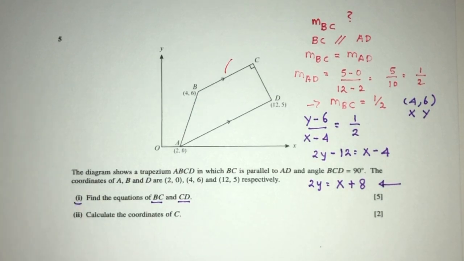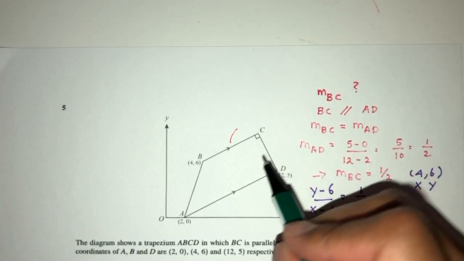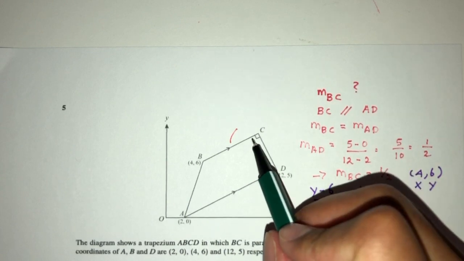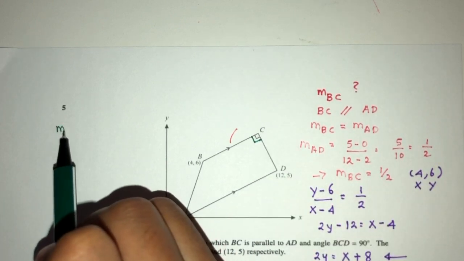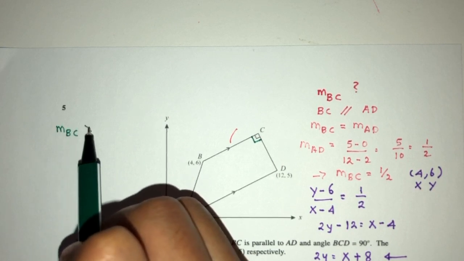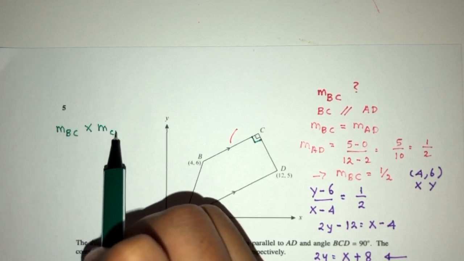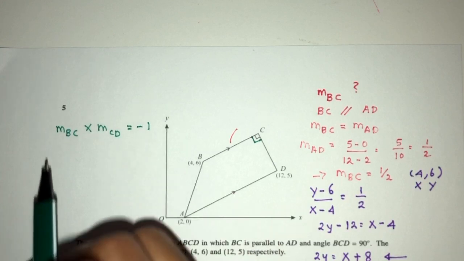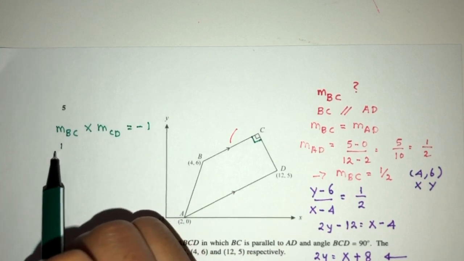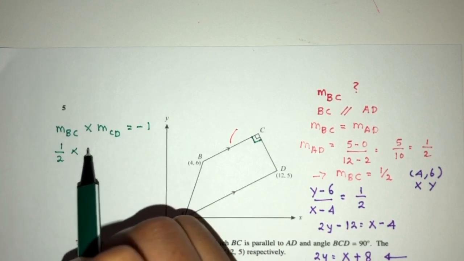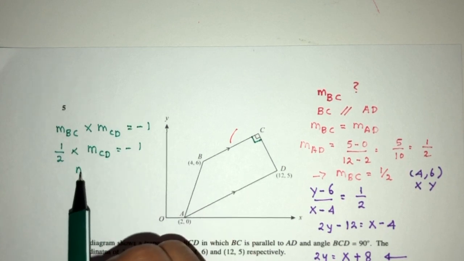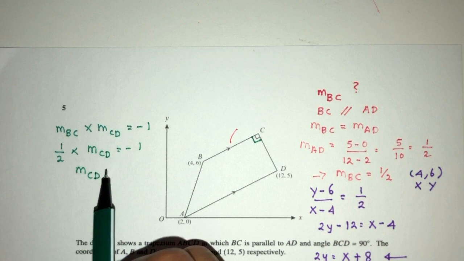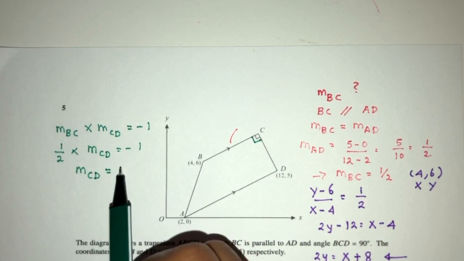Now let's move on to the next one, which is to find the equation of CD. So how would you find this one? Because it is at right angle to each other, as you can see, the gradient of BC multiplied by the gradient of CD has to give you minus 1. Which means if this is half and we have to multiply by the gradient of CD to get minus 1, it means that the gradient of CD has to be minus 2.